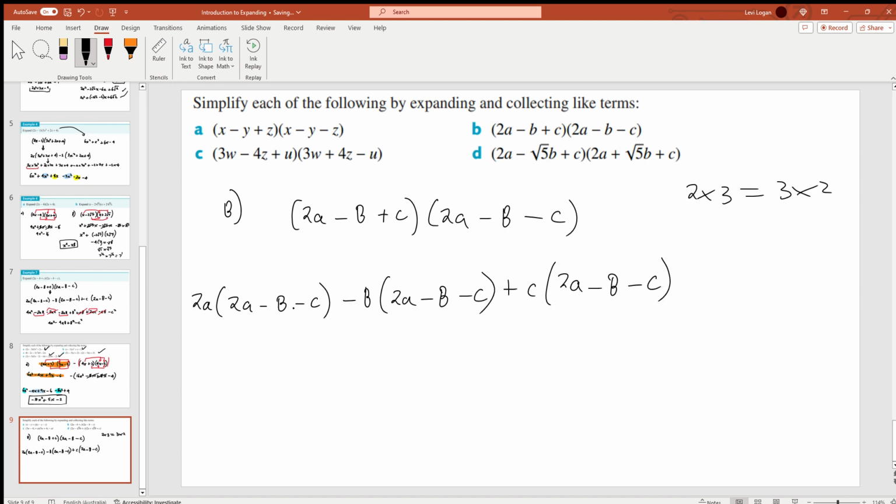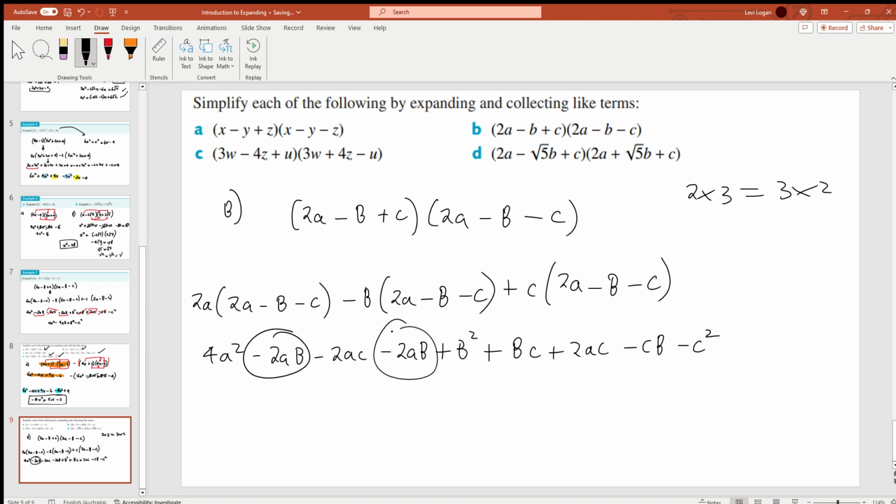So now we're just going to pretty much do the exact same thing as we did before. So the first term will be 4a squared minus 2ab minus 2ac. Then it's going to be minus 2ab positive b squared positive bc. Then it's going to be plus 2ac minus cb minus c squared. Okay. Now we look for like terms. That's a like term with that.